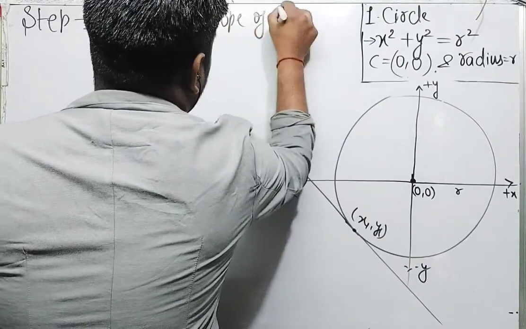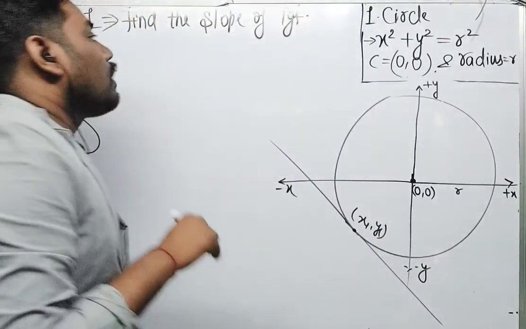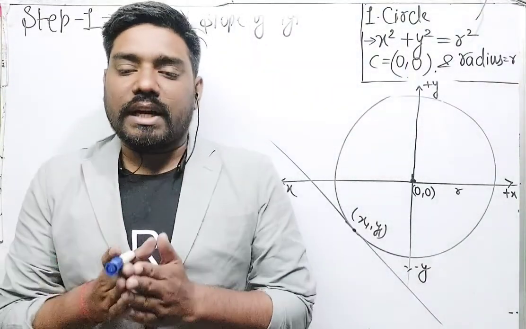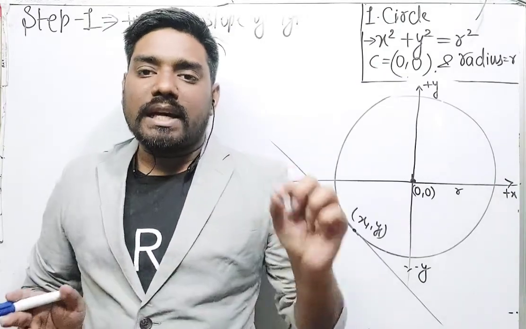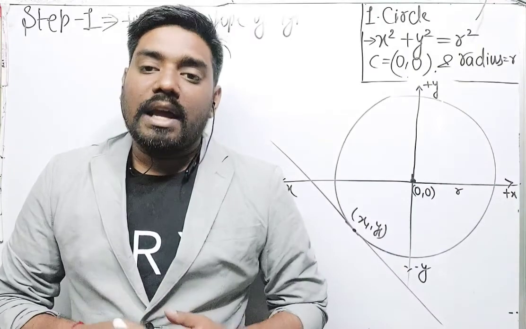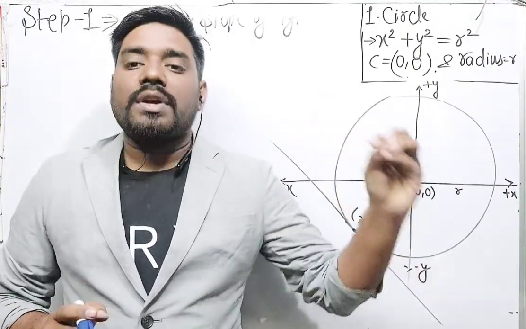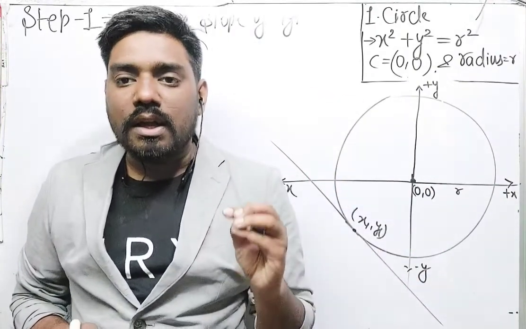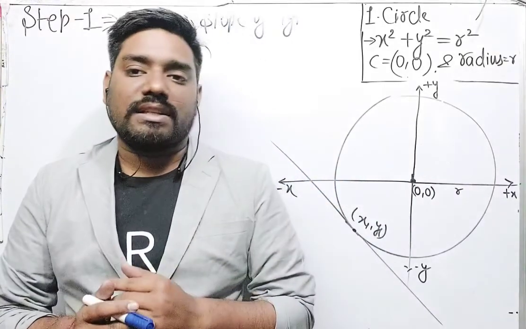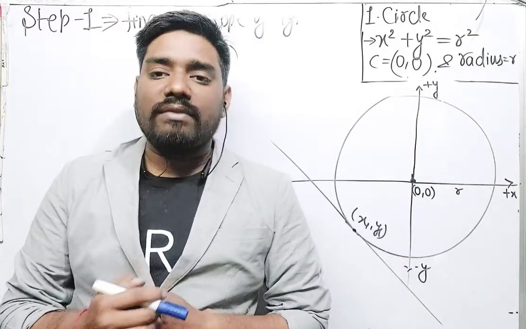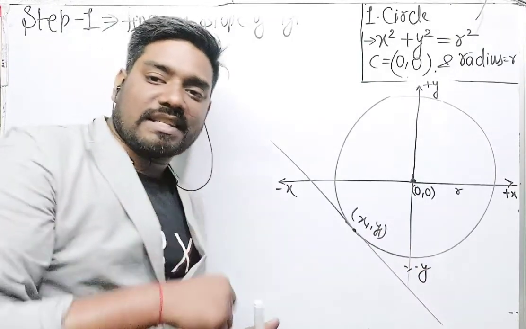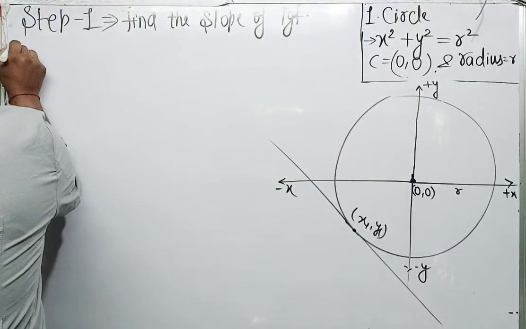of the tangent. Understood? In this case, to find the slope of the tangent, we all know that for a straight line we have a very good formula: slope is equal to change in y-axis upon change in x-axis. But in case of curves we have to use differentiation, because there is a small change in y-axis and a small change in x-axis. So we have to use differentiation to find the slope. Now let's differentiate the equation.